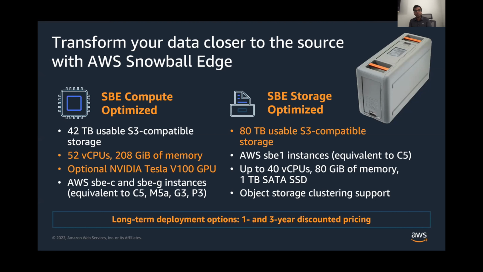The second option, where most of our customers choose, is the storage optimized, just because for most of the use cases, storage optimized meets the requirements. It runs a little bit less of the compute, with 40 vCPUs and about 1/3 of the memory compared to compute optimized, with 80 terabytes of S3 compatible storage. And both these devices can run in clusters. That's an interesting feature.